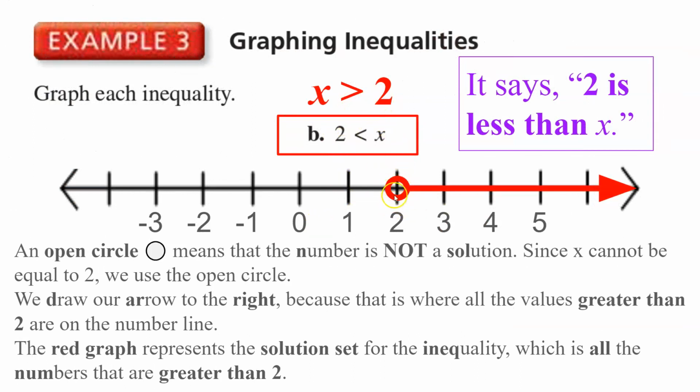At the number 2, we're going to make an open circle. The open circle is open because we don't have the equal sign under the inequality, so that means 2 is not a solution. Since x cannot be equal to 2, we have to do the open circle, and then we draw our arrows to the right because that's where the numbers are greater than 2. And this red graph represents all the solutions to the inequality x is greater than 2, or 2 is less than x, which is all the numbers that are bigger than 2 but not equal to 2.